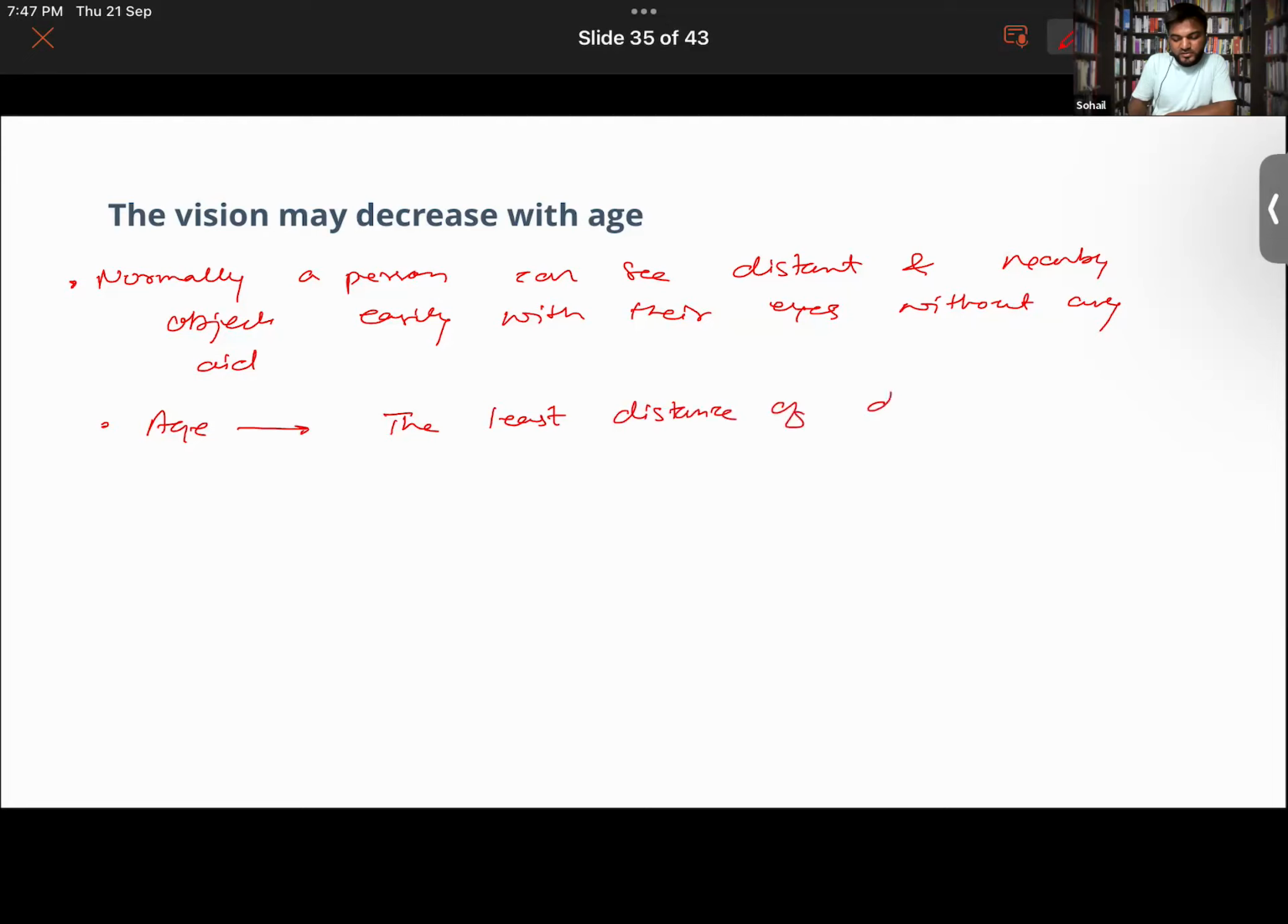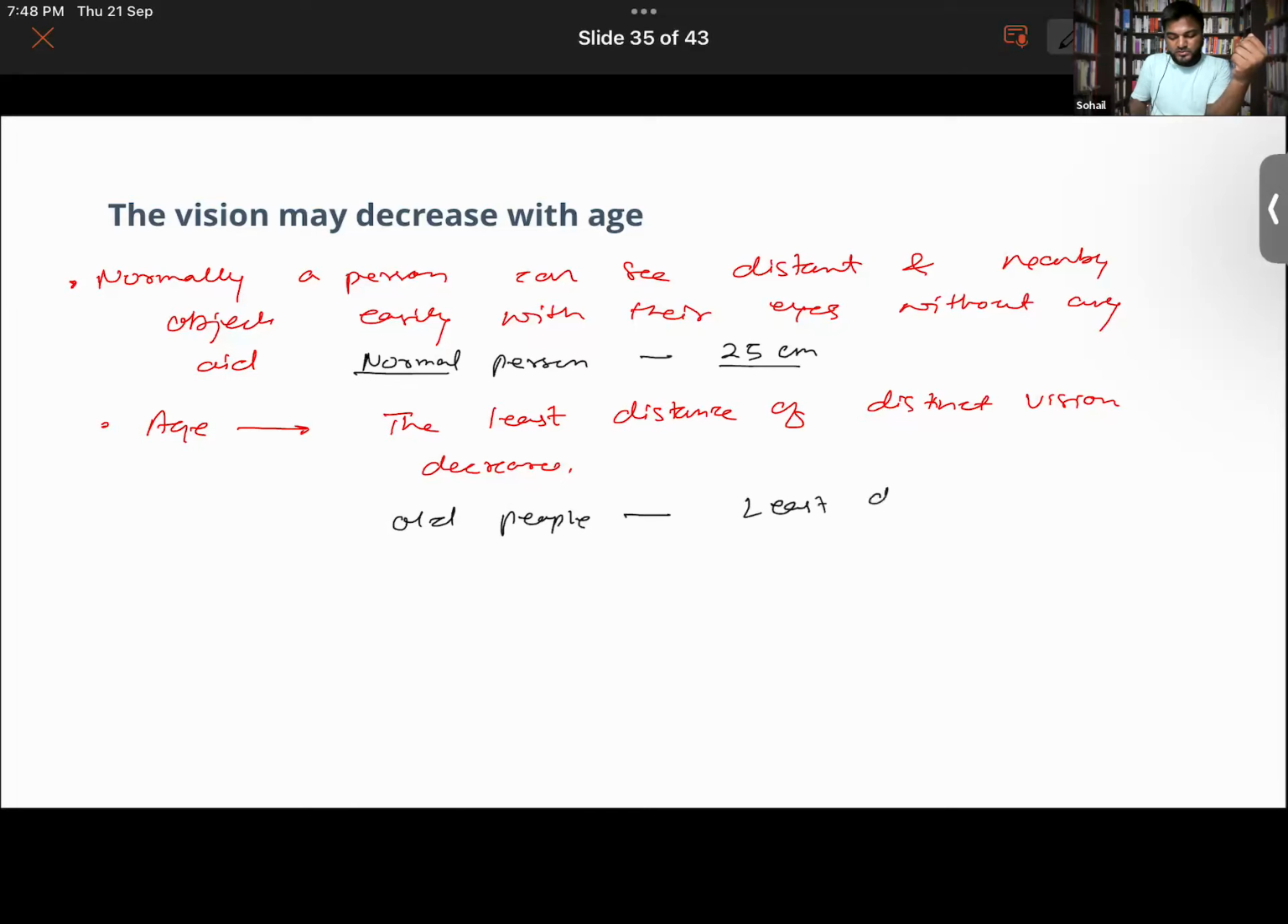The least distance of distinct vision decreases. Now, for a normal person, what does the least distance of distinct vision mean? The least distance at which you can read things properly, or see things in a proper manner. So that is called the least distance of distinct vision. For a normal person, how much is it? It is 25 centimeter. Yes, sir. But for older people, it will be lesser. The least distance of distinct vision is less than 25 centimeter. Note it down. Okay.